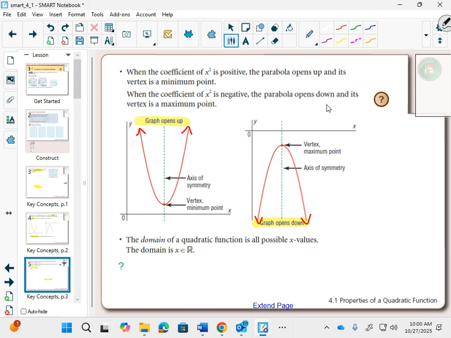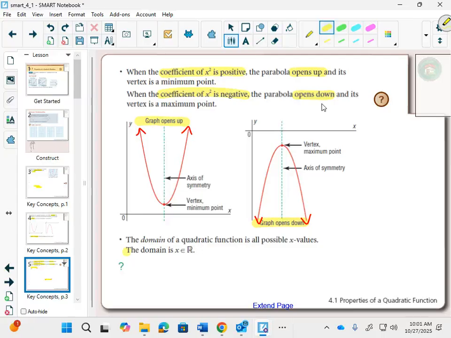And we can tell that a graph is going to open up when whatever's in front of the x squared is positive, it opens up. Whenever what is in front of the x squared is negative, it opens down. Things that open up have a minimum. Things that open down have a maximum.